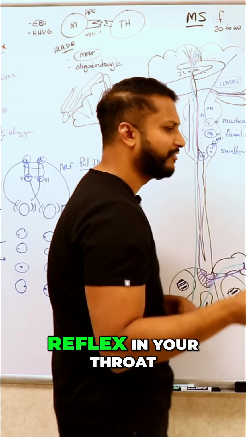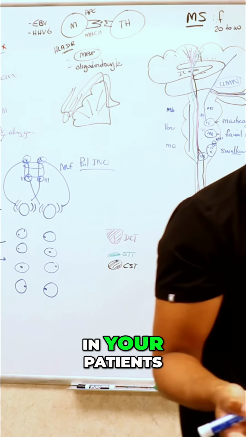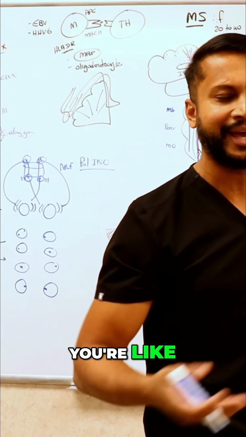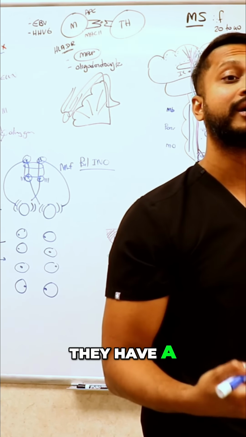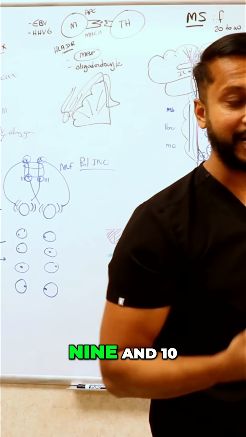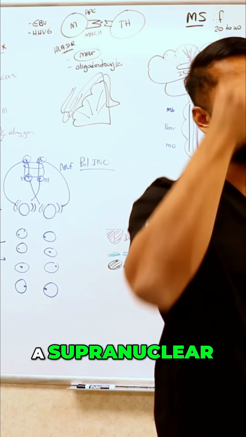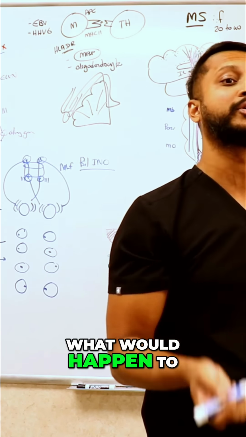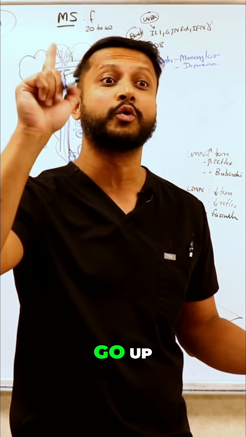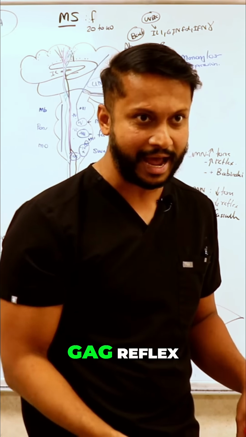Now, do you test a reflex in your throat in your patients? Especially when they're intubated, whenever you try to intubate them, what happens? They have a gag reflex, which is controlled by 9 and 10. But if you have a supranuclear lesion, which is an upper motor neuron lesion, you're cutting that off, so what would happen to your gag reflex? Your gag reflex would go up. You'll have an increased gag reflex.